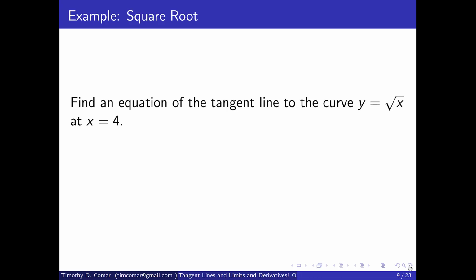Our next example is going to illustrate the limit calculation involving a square root. So here we have the curve y equals the square root of x, and we want to find the equation of the tangent line at x equals 4 here.